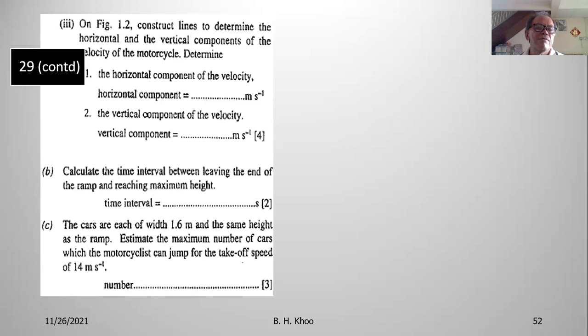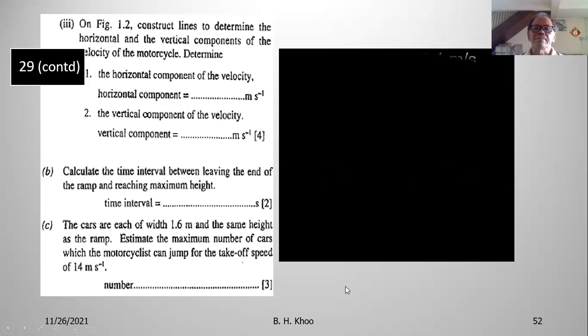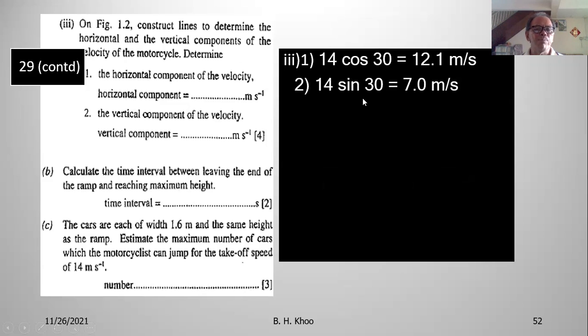On figure 1.2, construct lines to determine the horizontal and vertical components of the velocity of the motorcycle. That's what we did. We draw a horizontal line, a vertical line, then complete the rectangle, and you can draw the horizontal component of velocity and vertical component of velocity. Okay, so our horizontal component is 14 cos 30. Vertical component is 14 sin 30. It's far away from the angle.